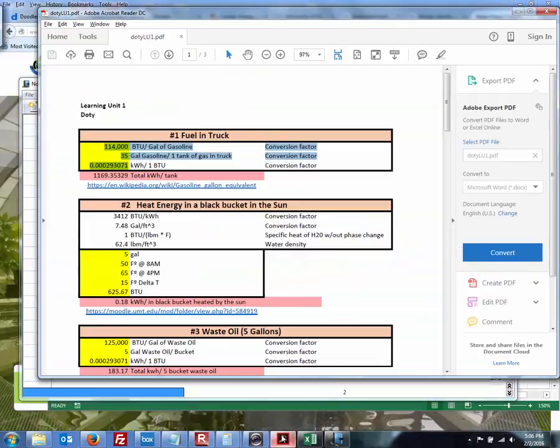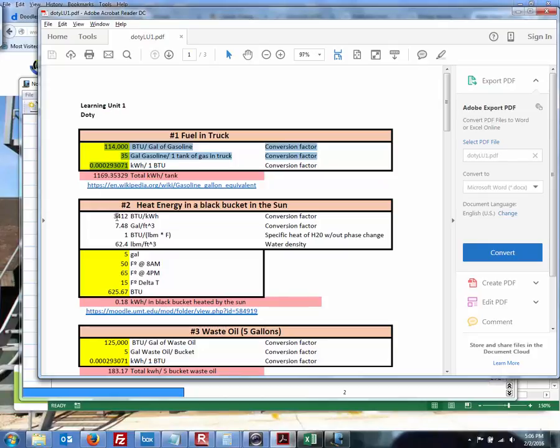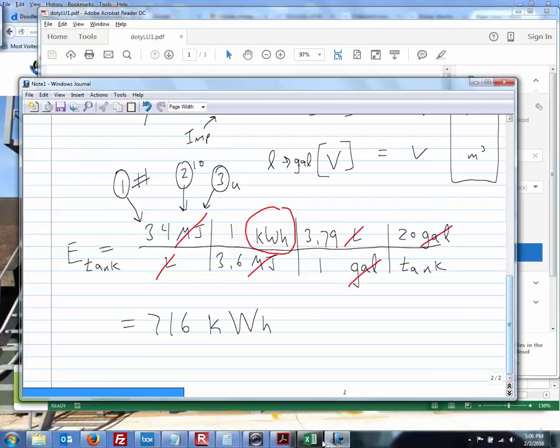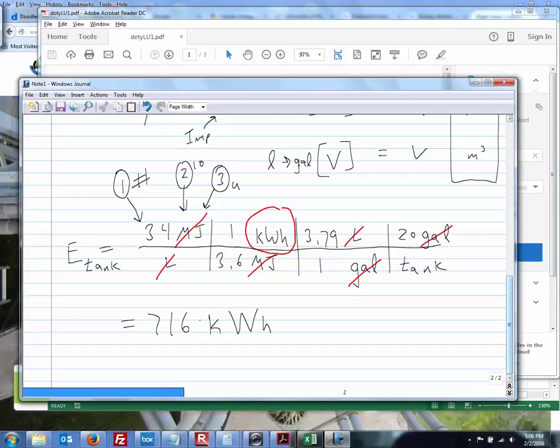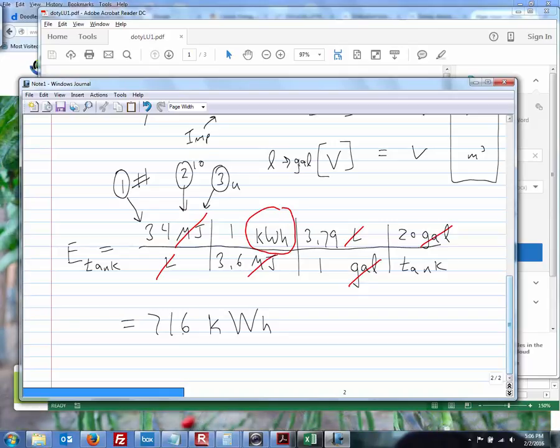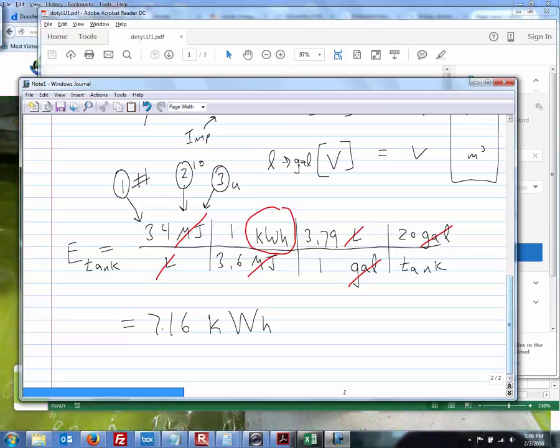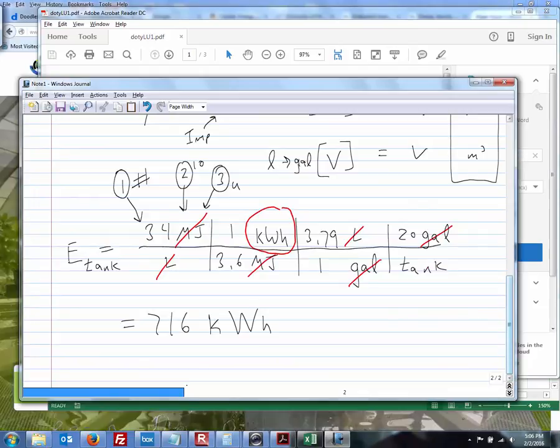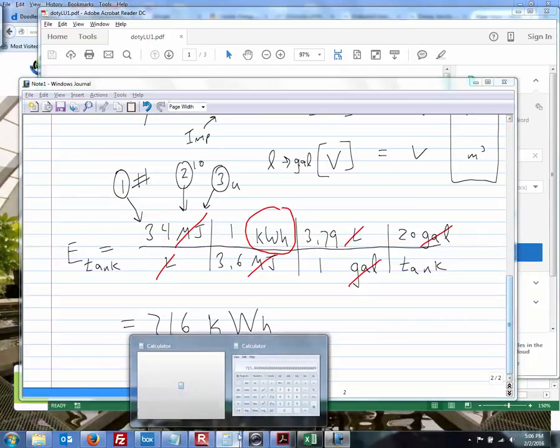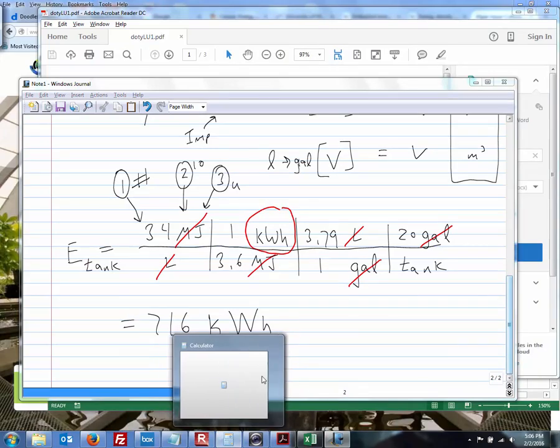Let's see how that stacks up against Joe's answer or Sean's answer. Yeah, he had a bigger tank, so he's got a little more energy. It's on the right order of magnitude. Now, when we get further into the course, and in fact, we were just doing this in 243 this morning, if a house runs at a kilowatt, how many hours can your truck run your house? Well, 716. And we could even say, how many days could your truck run your house?